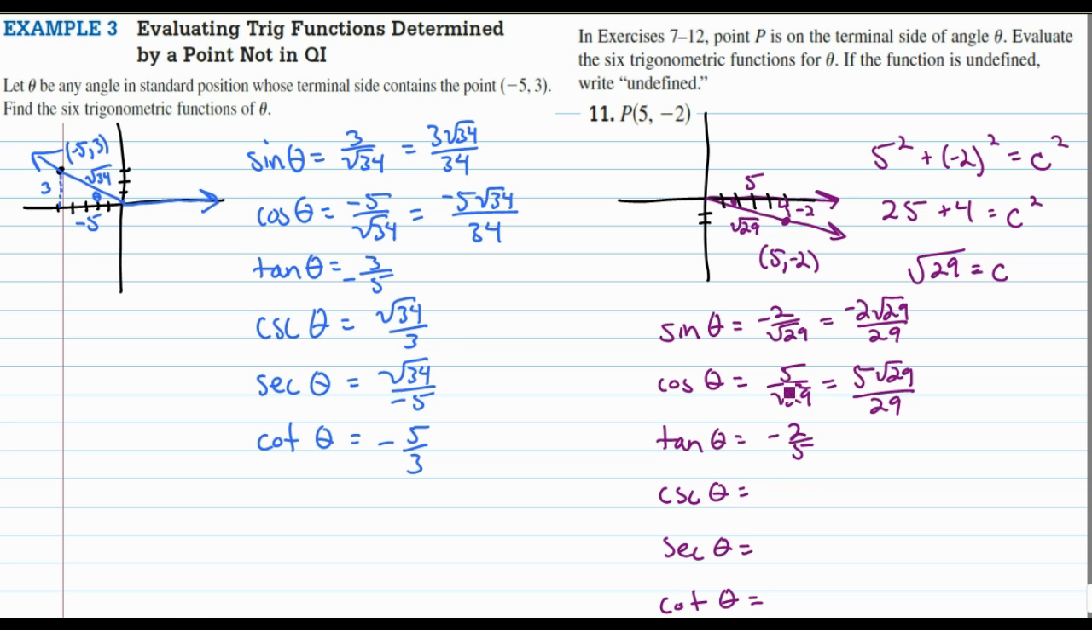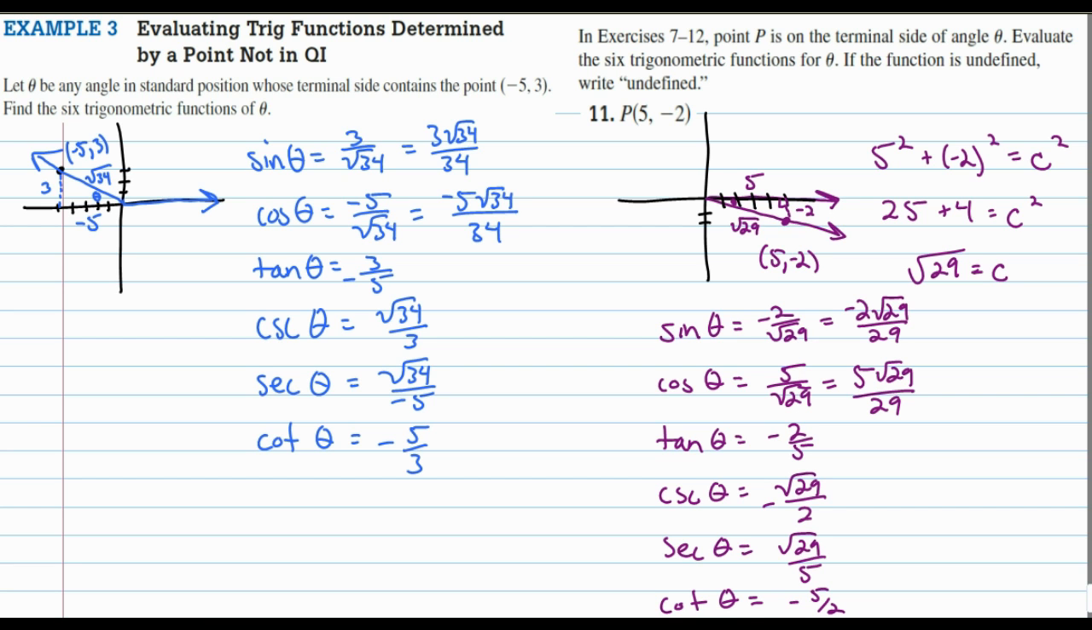And then for the other 3, I can just take the reciprocal of all those. So cosecant is going to be √29 over 2, the negative of that, because the sine was negative. Secant would be √29 over 5, and then cotangent would be -5 over 2.